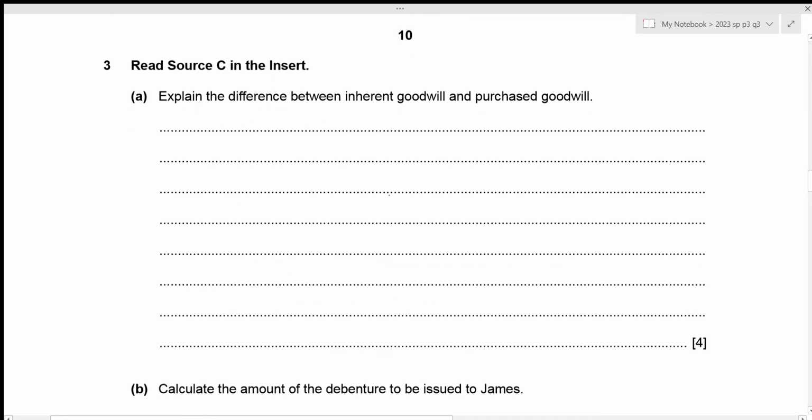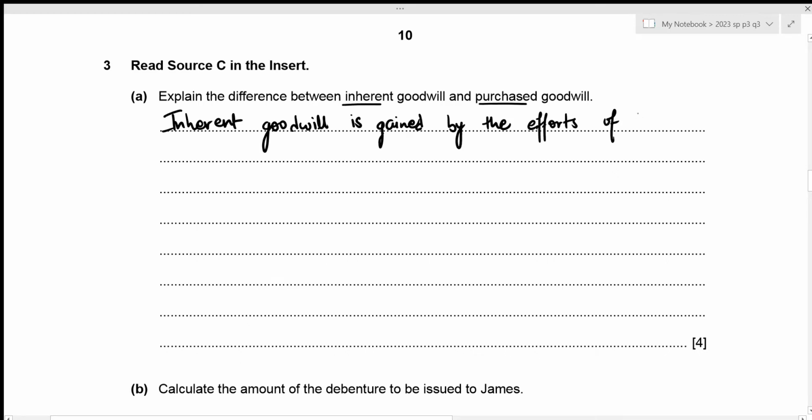We need to explain the difference between inherent goodwill and purchased goodwill. Inherent goodwill is goodwill that is gained by the efforts of the business itself, and it is also not included in the financial statements. Let's write it down. Inherent goodwill is gained by the efforts of the business and is not included in the financial statements.